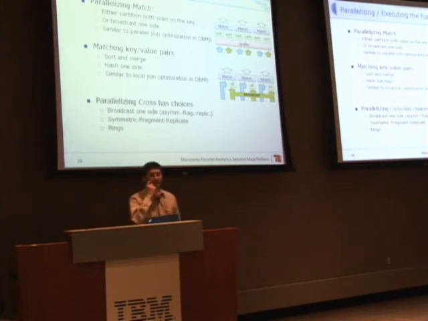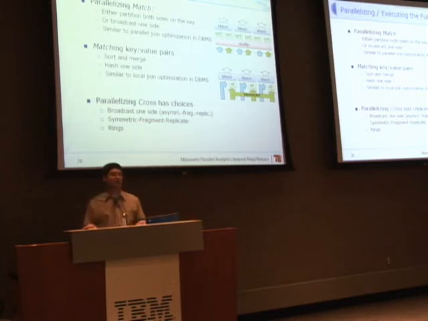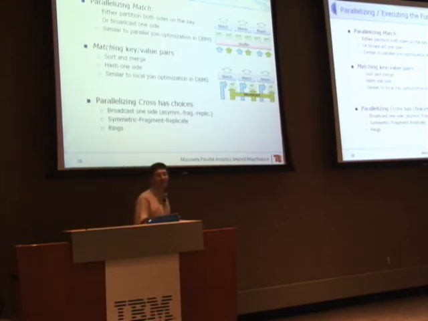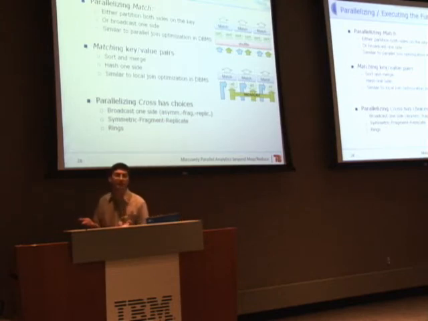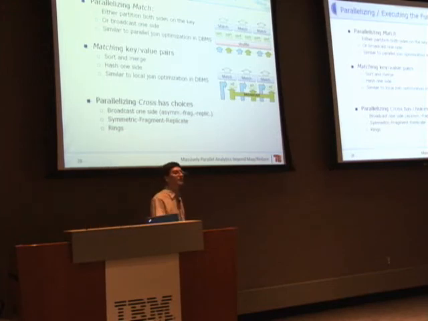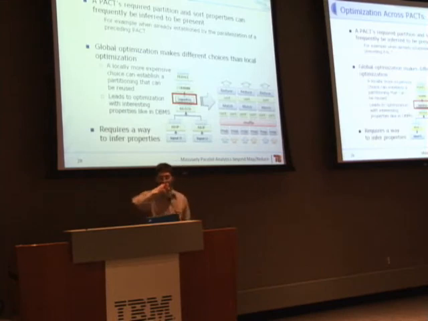And again, for parallelizing a cross product, you could do a broadcast of one side doing an asymmetric fragment replicate join, or you could do symmetric fragment replicates, or you could use shuffling rings to move the data around. There's various ways of efficiently implementing that, and of course they all have a value. So there's some optimization potential here, but a lot of that can only be done at runtime. So that's now the next issue.